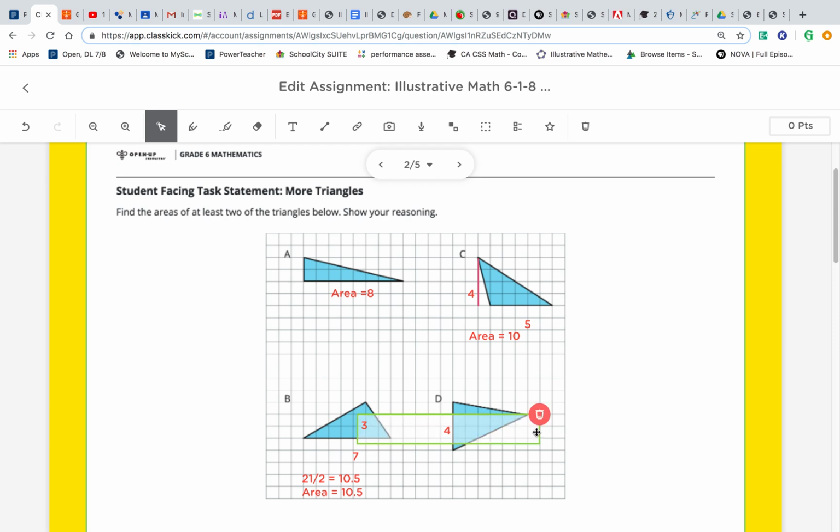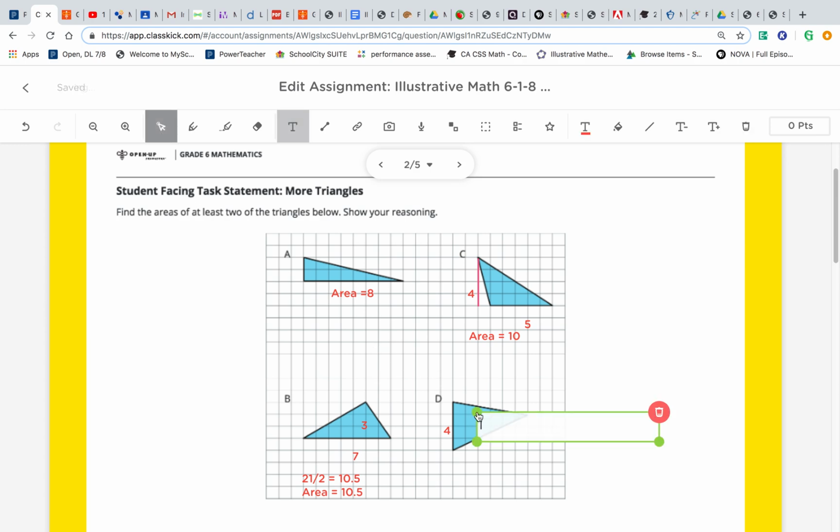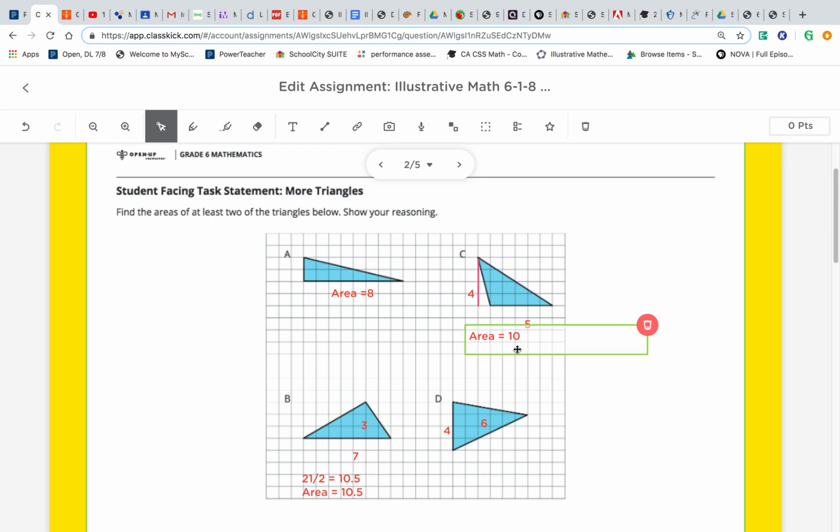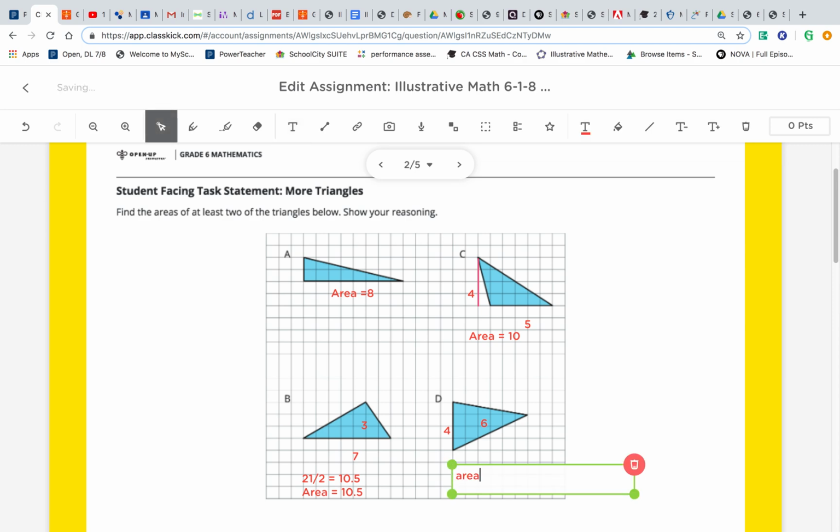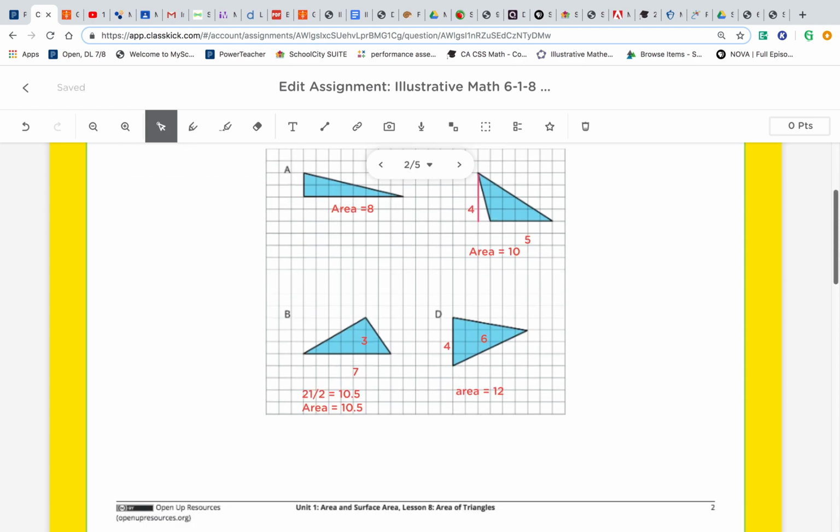Let me actually make this smaller so it's not causing a distraction. Okay, so if we look here, again, 1, 2, 3, 4, 5, 6, right? So 6 is going to be your height. And so if we were to have a rectangle again, we'd do 4 times 6, we'd get 24, and we'd be done. But it's a triangle, so we need to take half of 24. Half of 24 is 12. So we would say area equals 12. Okay, hope this helps.